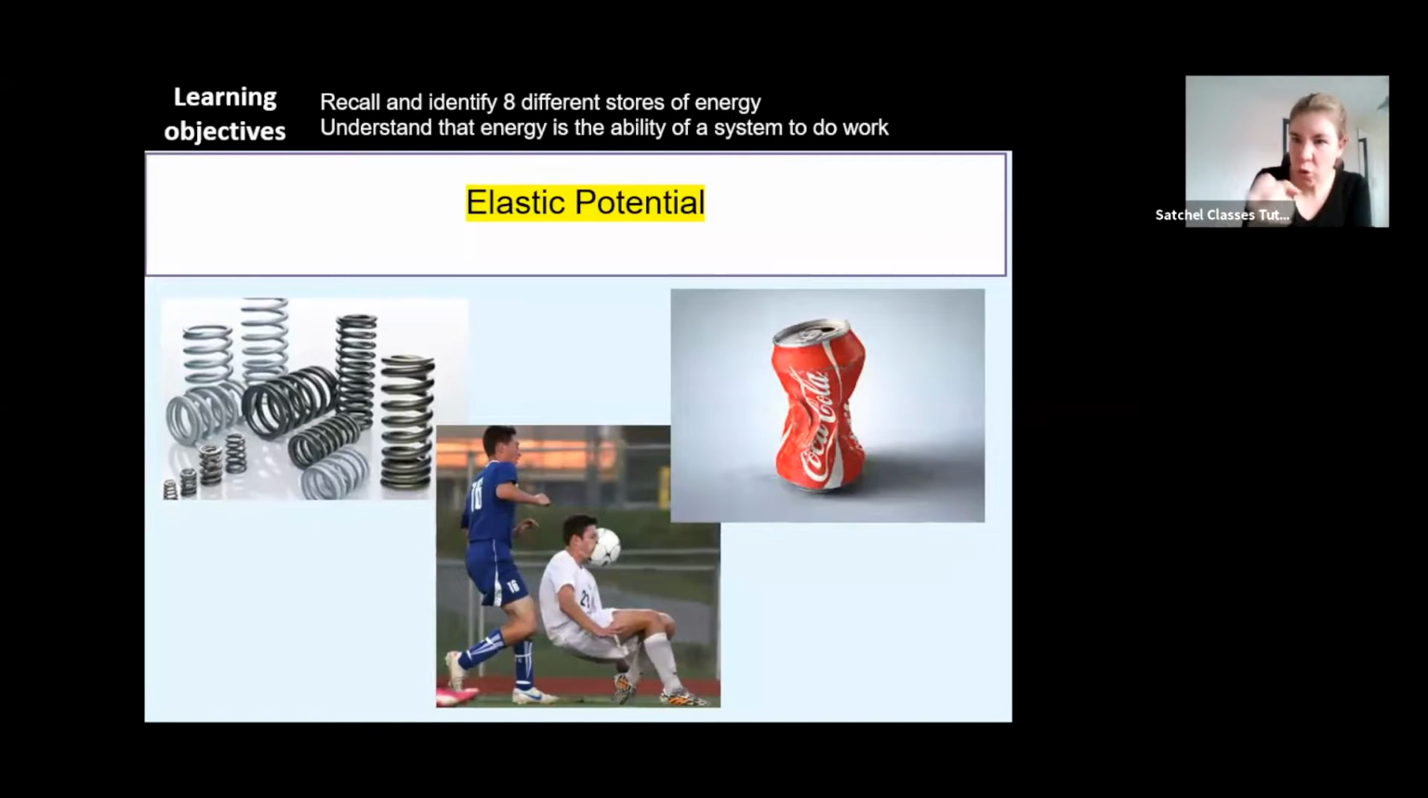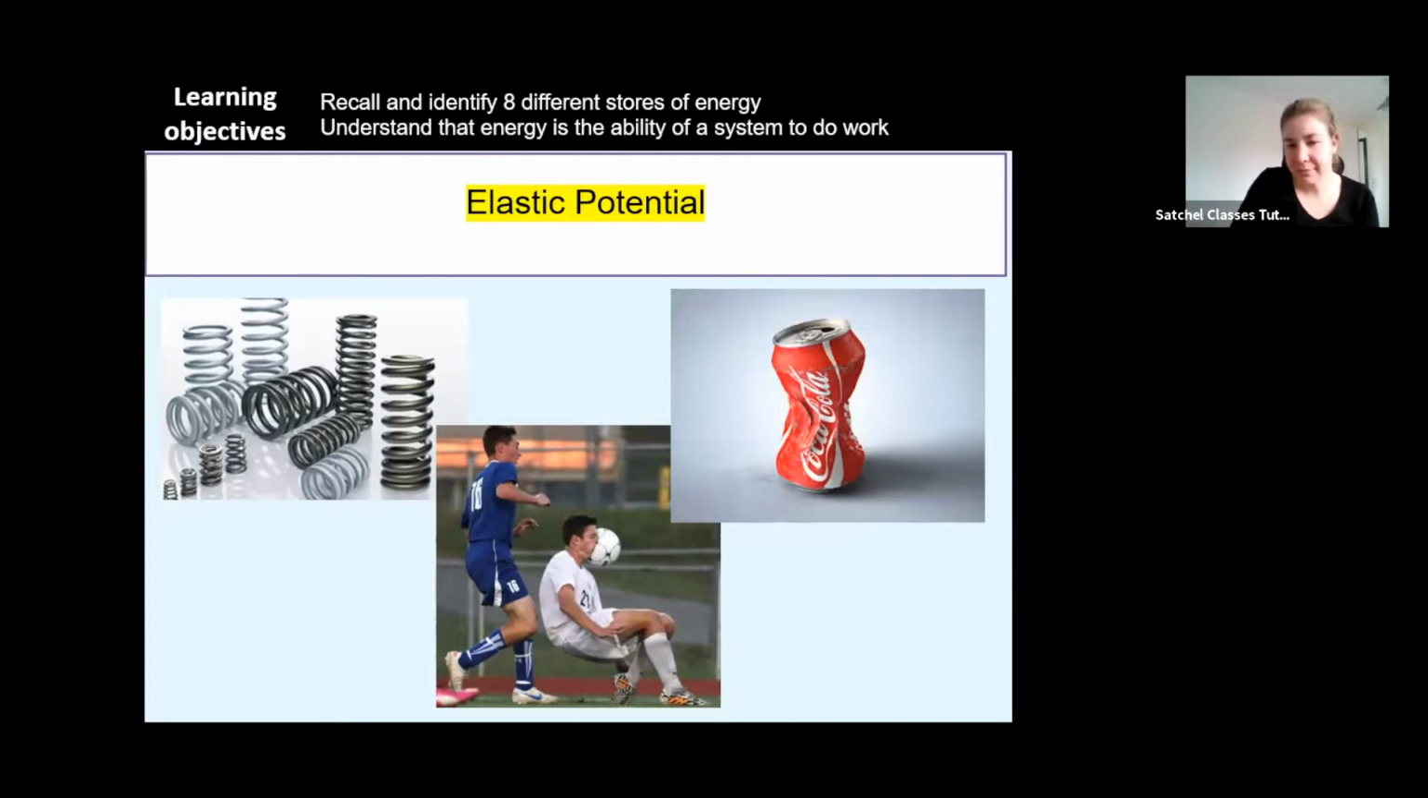So when you squash something, if you squash a piece of paper, or a piece of plastic, if it's made of a certain material, you give it elastic potential energy. An elastic potential store of energy, because it wants to go back to its original shape.